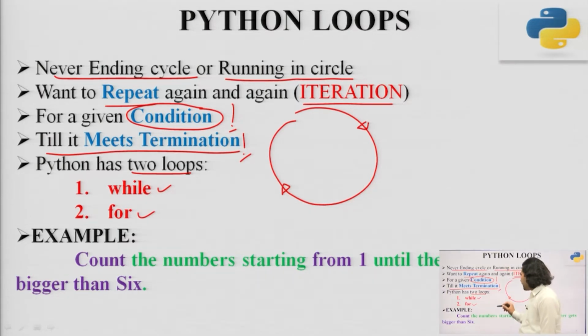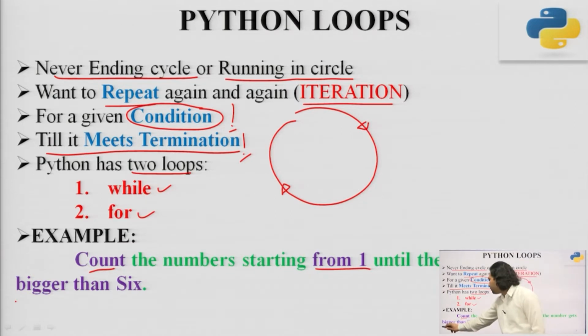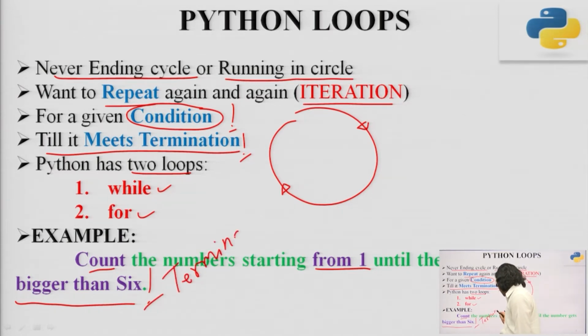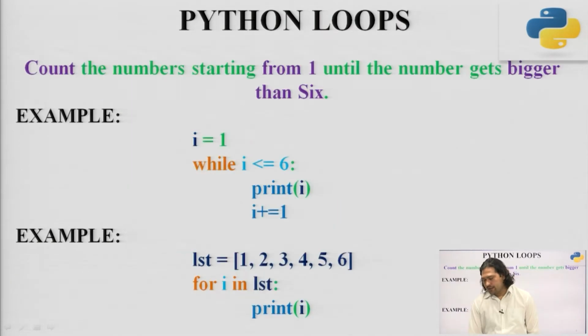Now look at the example. We are going to count the numbers starting from 1 until the number gets bigger than 6. That means we are going to display the numbers starting from 1 until it becomes greater than 6. This is the condition where it will terminate. By numbers, we mean natural numbers, not decimal numbers.